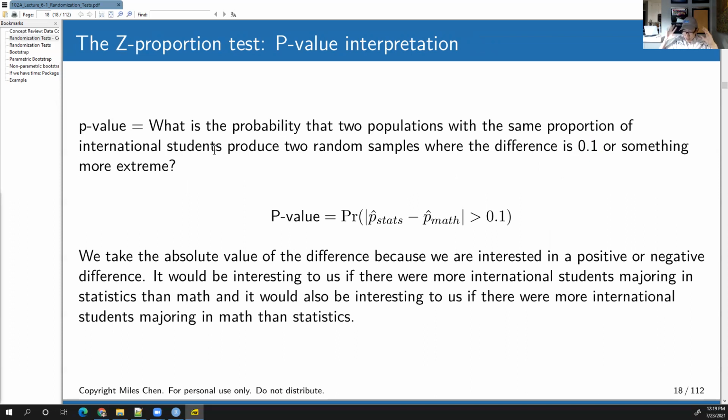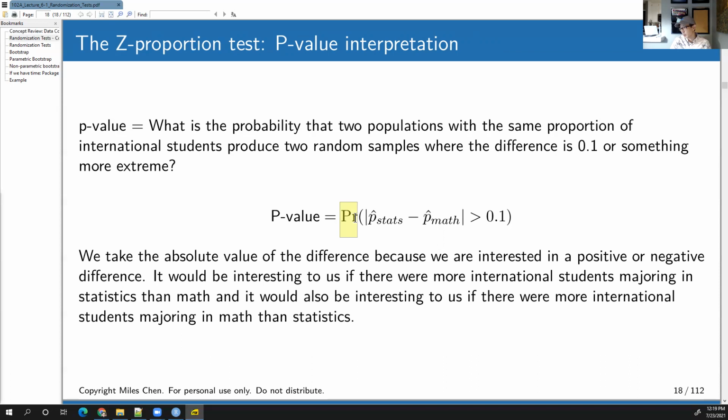And the question is, if the world had the proportion of international students in stats and the proportion of international students in math, if they were the same, how often would random samples have a difference of 10%? 10 percentage points, okay? How often would that happen? And that's what we want to know. What's the probability that this would happen?